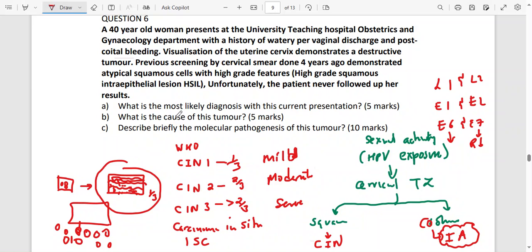Okay, we've talked enough. What is the cause of this tumor? Anyone? What is the cause of this tumor? So for part one, we have said this is cervical cancer, specifically invasive squamous cell carcinoma. Okay, so let's go to part B. What is the cause of this tumor? We've also talked about it already. Anyone to help? Yes, please.